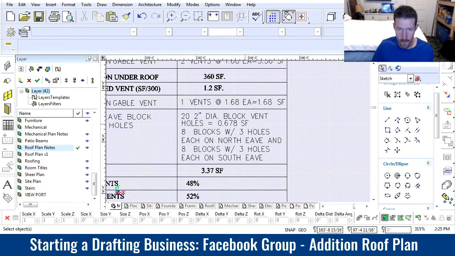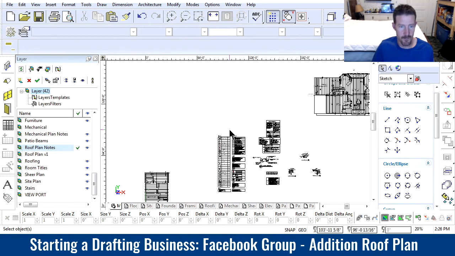Alright, let's see. I needed 0.6. Let's go backwards. 0.6 times 12. No, sorry. Let's try again. 0.6 times 12 times 12. So I need 86 square inches divided by 3.14. I need 27.5 holes. Alright, so that I can do pretty easily.